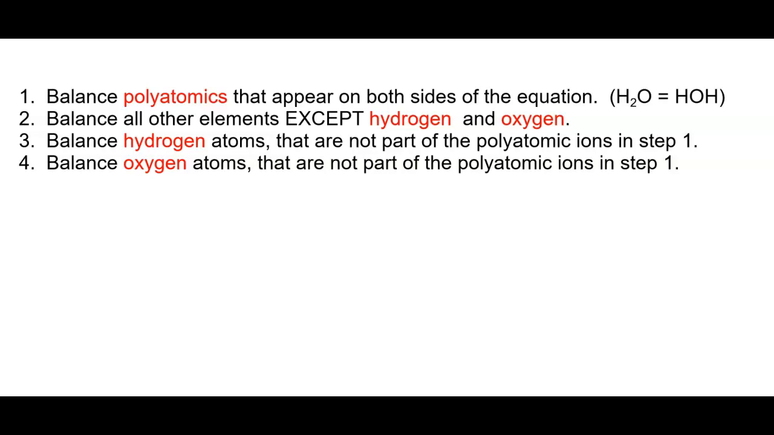So balancing all our elements except for hydrogen and oxygen. So we first balance polyatomics if they appear on both sides of the equation. Then we balance all other elements except hydrogen and oxygen that are not involved in those polyatomics. And then we balance hydrogen atoms and oxygen atoms, hydrogen atoms that are not part of the polyatomic and oxygen atoms that are not part of the polyatomic. So I say hydrogen's last, oxygen's dead last.